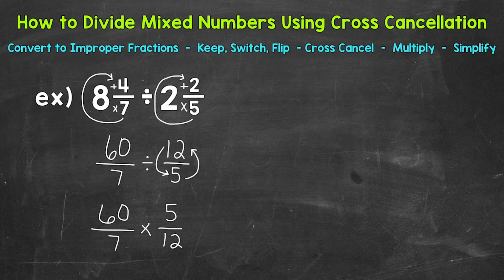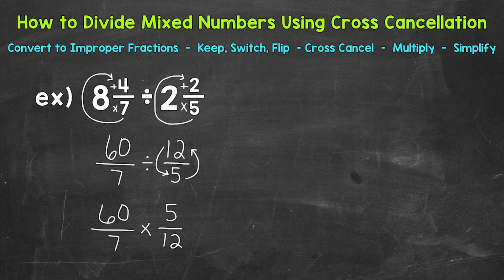But in this problem, we have an opportunity for cross-cancellation. Cross-cancellation is a way to simplify fractions before multiplying. It gives us smaller and easier numbers to work with, therefore a simpler problem to solve. We cross-cancel by looking for common factors between the numerators and denominators, so the top and bottom. Think of it like simplifying fractions, but we can look diagonally as well.